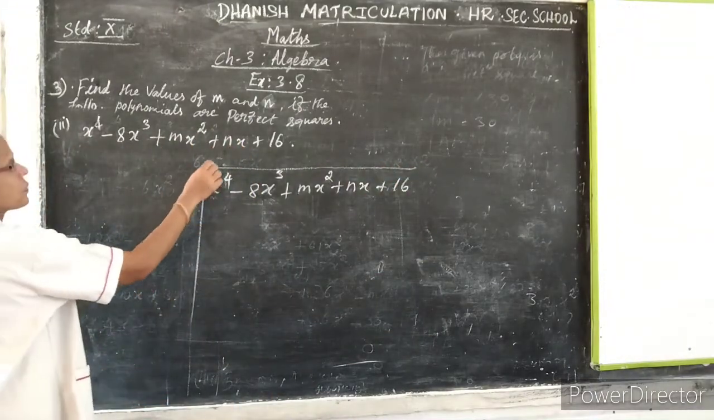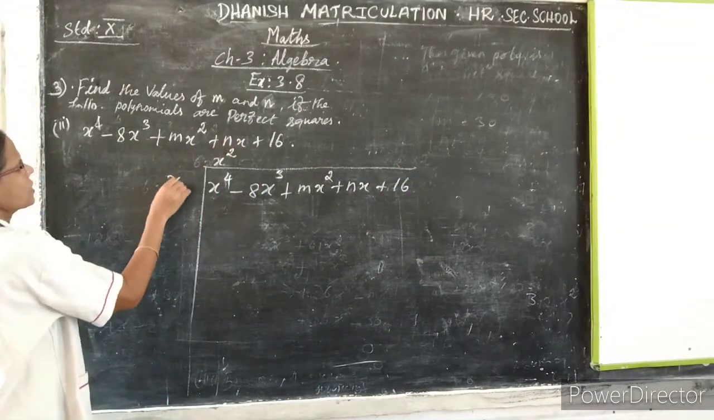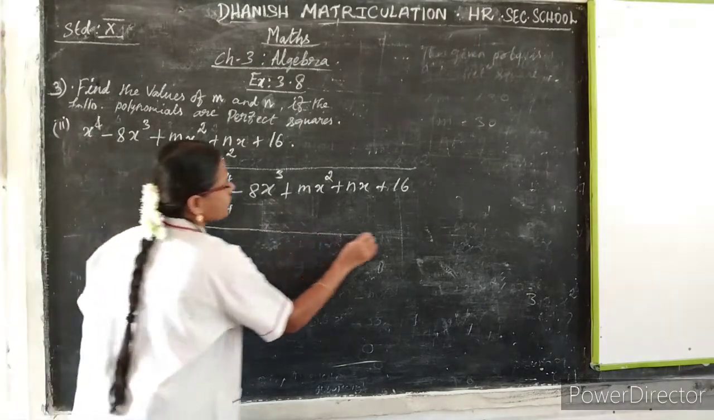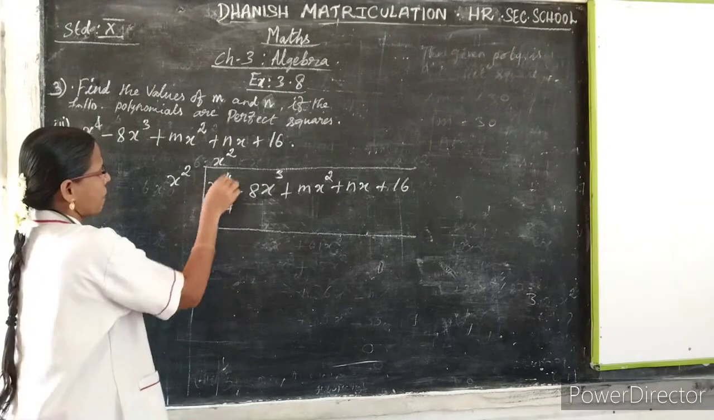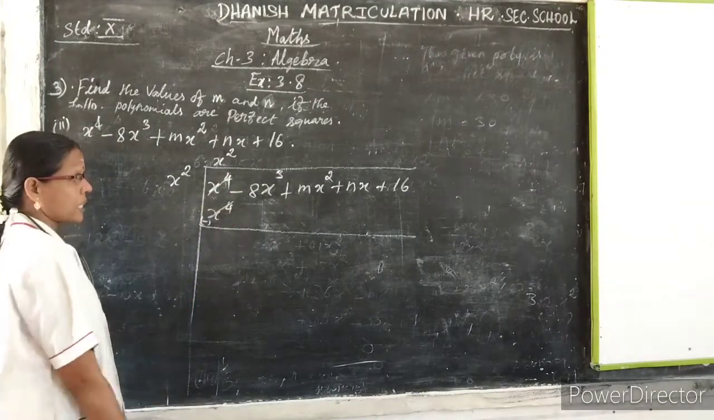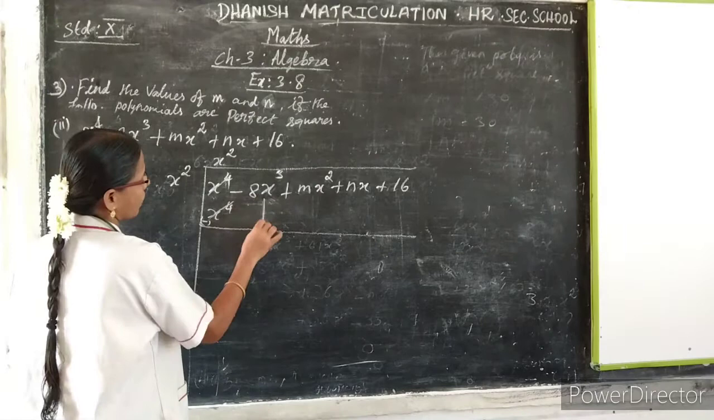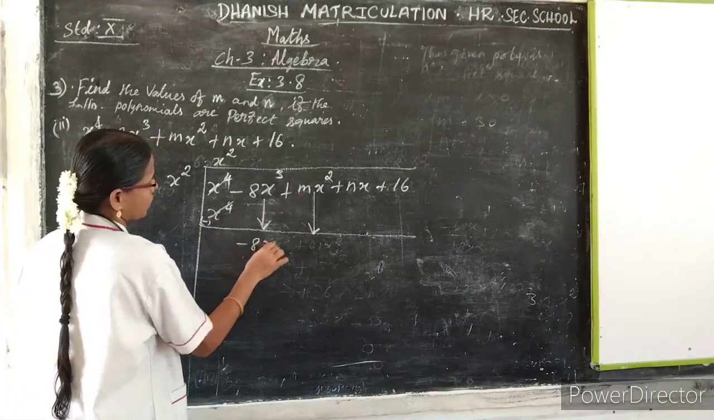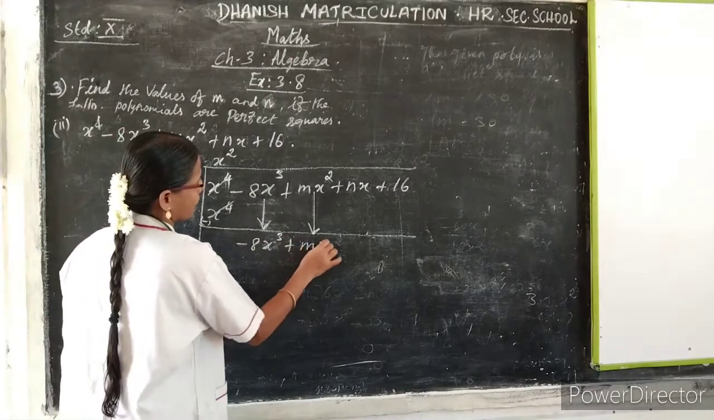What is the square root of x power 4? x square. Here also write x square. x square into x square is x power 4. Now change this sign, minus plus. x power 4 minus x power 4 gets cancelled. Now write these two terms here, minus 8x cube plus mx square.